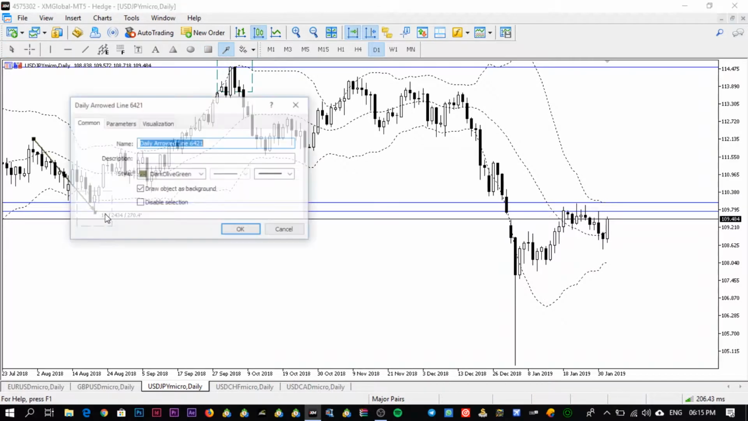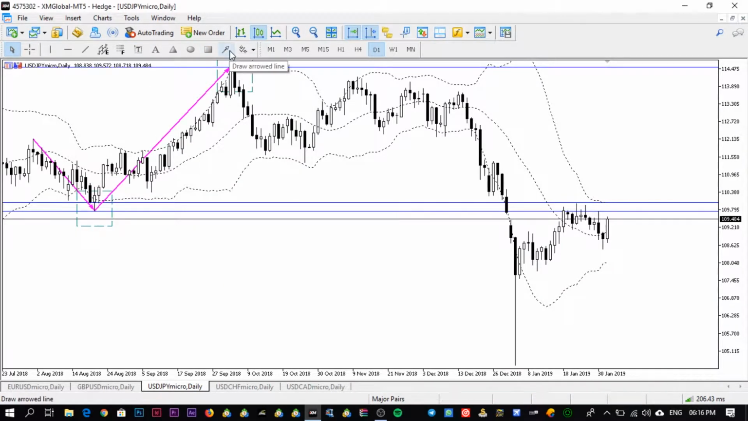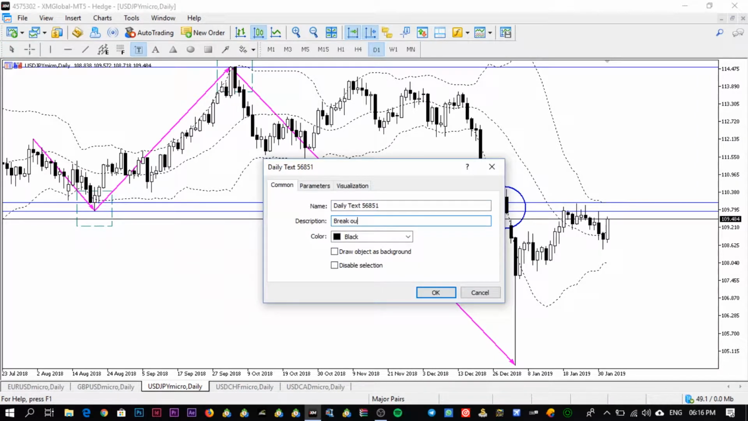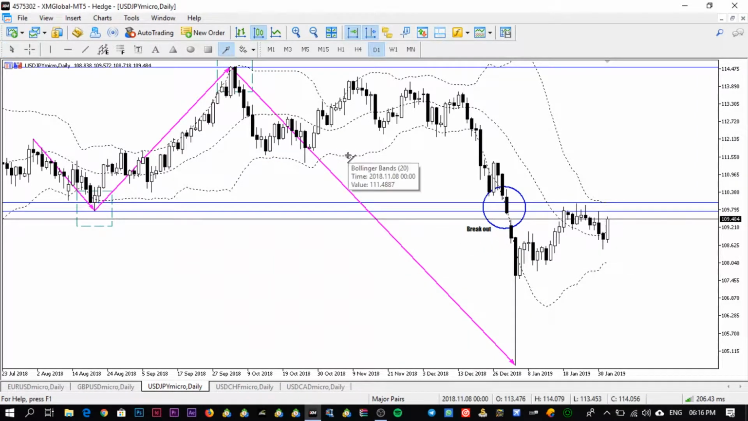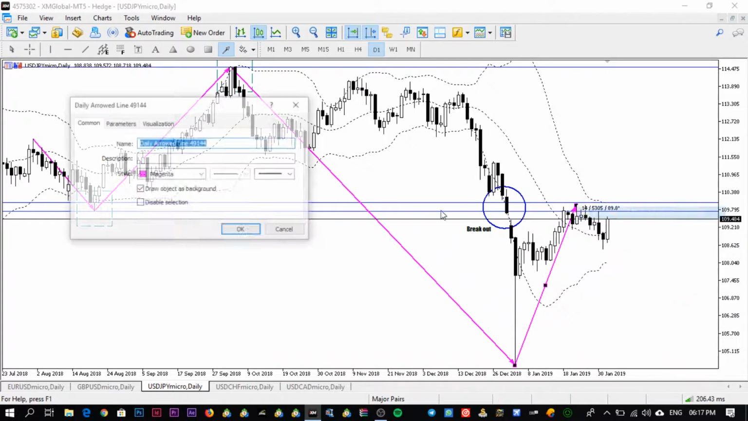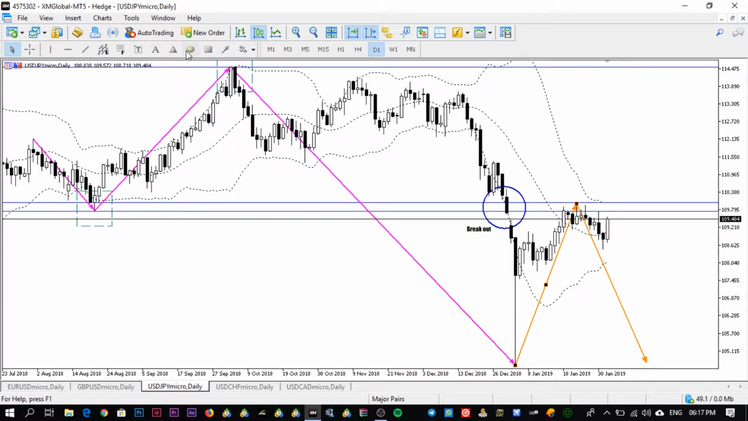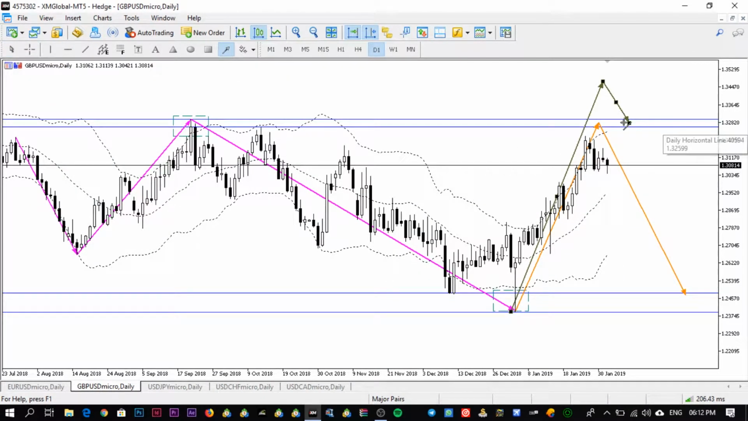and then immediately after we have our breakout, such a nice color. Yes, let's use the color. So wait for a breakout, and then we have what we call our bounce off our resistance now turned support. There we go.